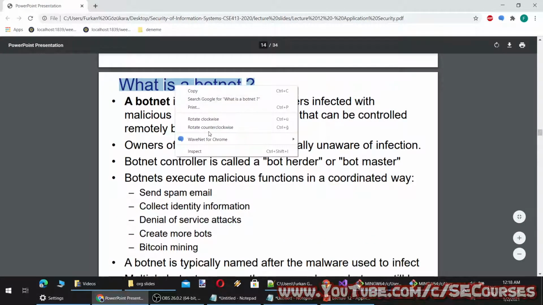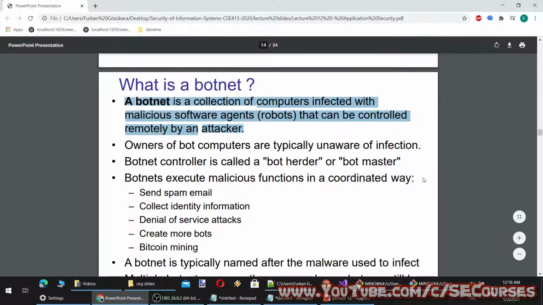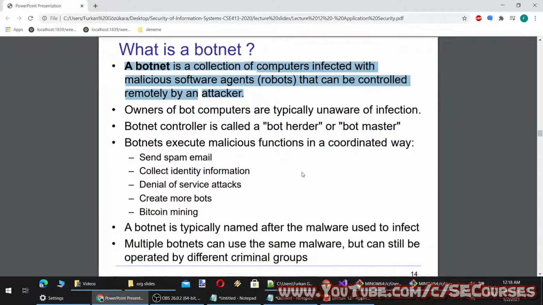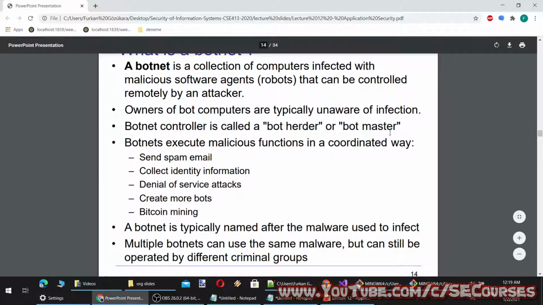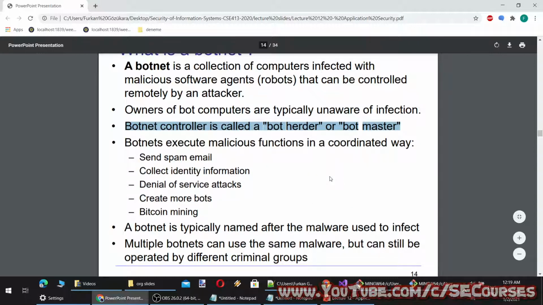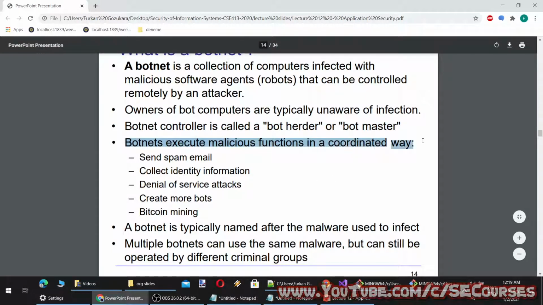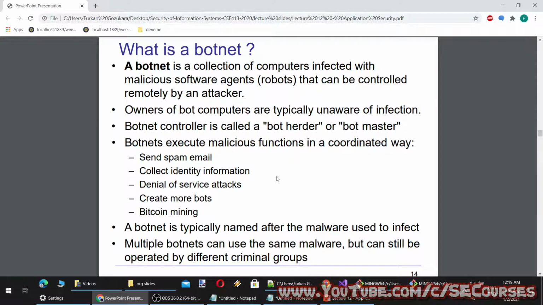Okay, what is a botnet? What is a botnet? A botnet is a collection of computers infected with malicious software agents, robots, that can be controlled remotely by an attacker. Owners of bot computers are typically unaware of infection. Botnet controller is called a bot herder or bot master. Botnets execute malicious functions in a coordinated way.